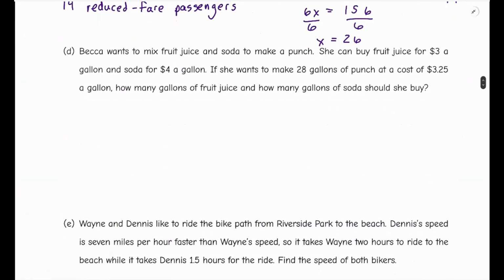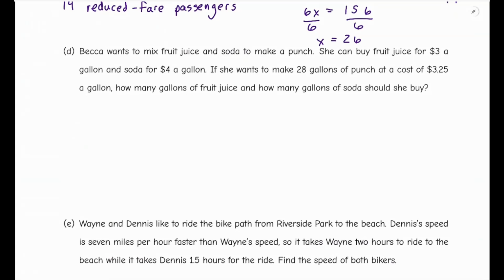Part D. Becca wants to mix fruit juice and soda to make a punch. She can buy fruit juice for $3 a gallon and soda for $4 a gallon. She wants to make 28 gallons of punch at a cost of $3.25 a gallon. How many gallons of fruit juice and how many gallons of soda should she buy?